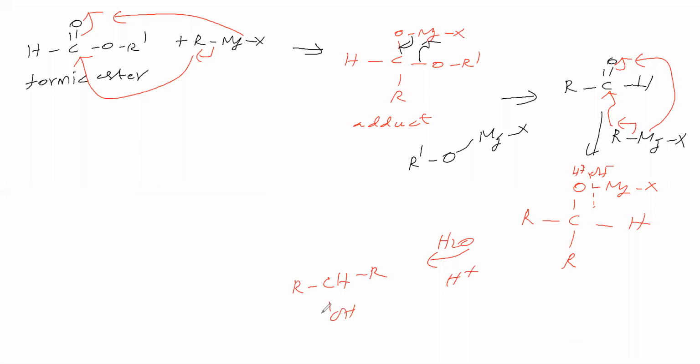So which alcohol did we get? We got a secondary alcohol. Therefore, this formic ester gives a secondary alcohol. Remember that formic ester gives secondary alcohol.